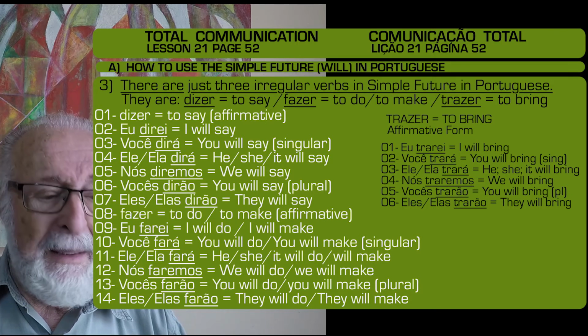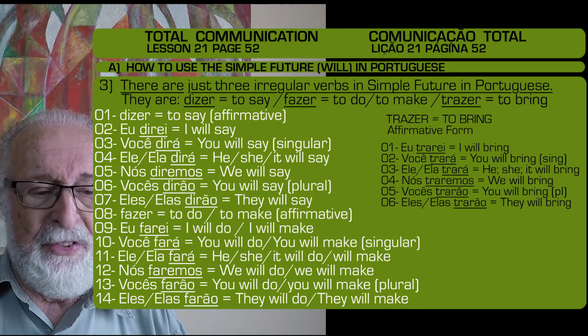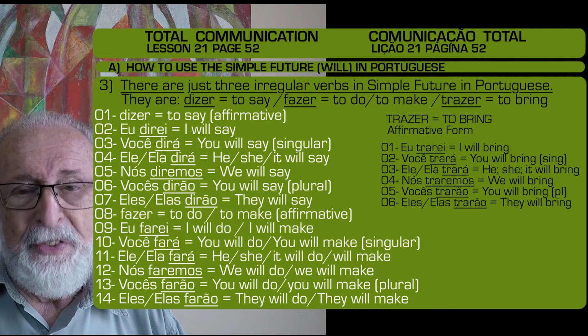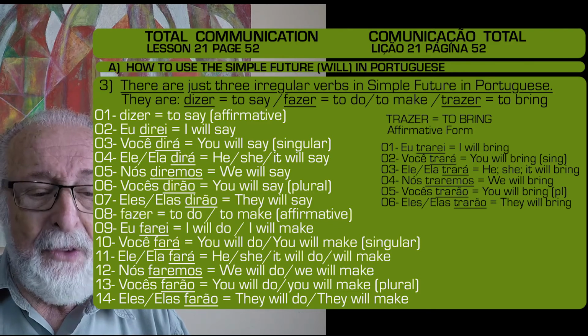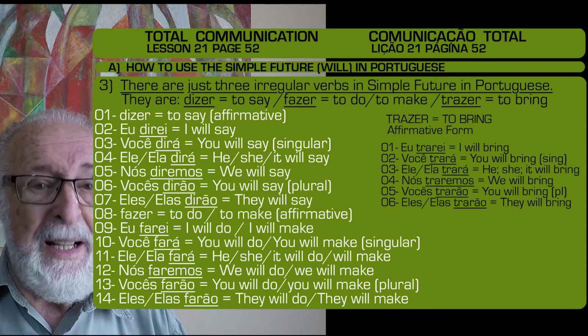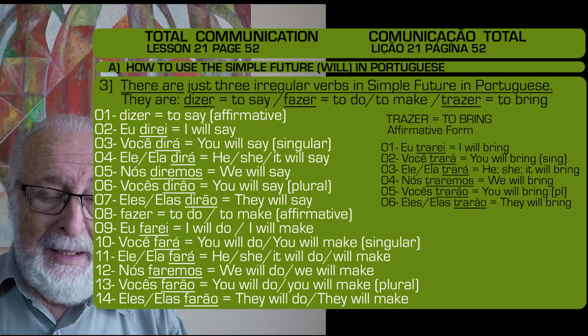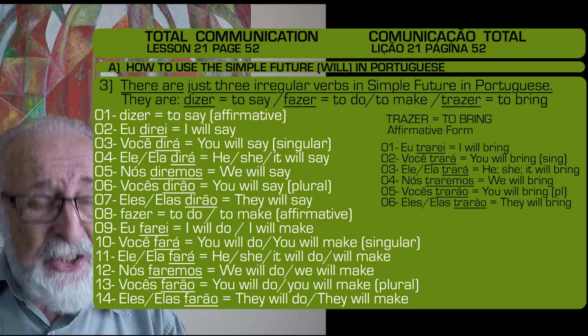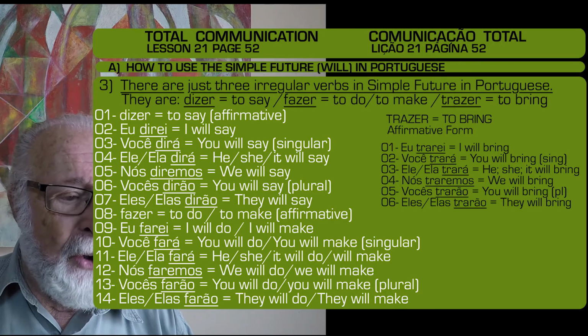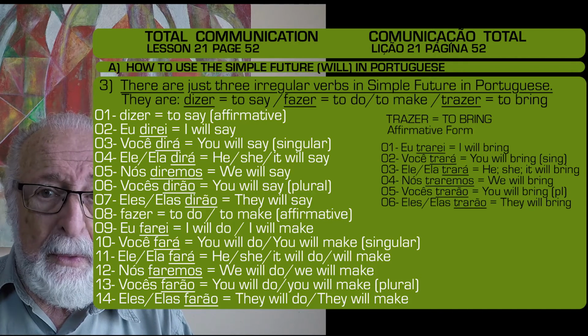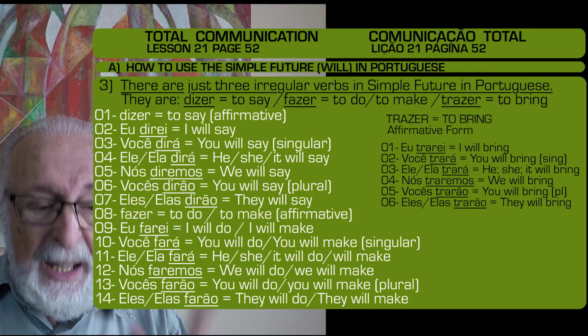Ok. Number 5. Nós diremos. It will be we will say. Nós diremos. Ok? In line 6, vocês dirão. Line 6 is the plural for line 3. Vocês dirão. You, plural. Dirão.